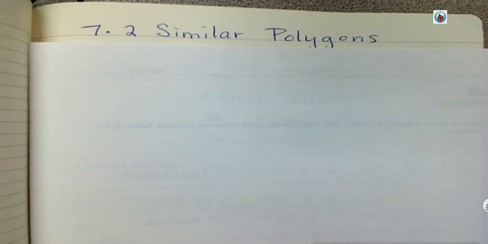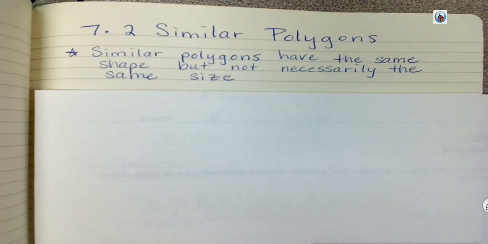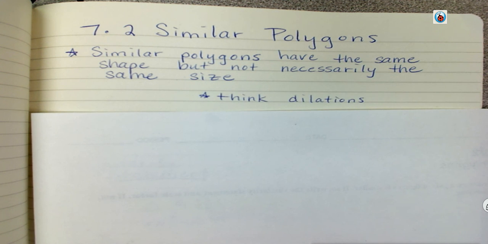7.2 similar polygons. The similar polygons have the same shape but not necessarily the same size. So think of the dilations that we did where you can enlarge a figure or you can reduce a figure.